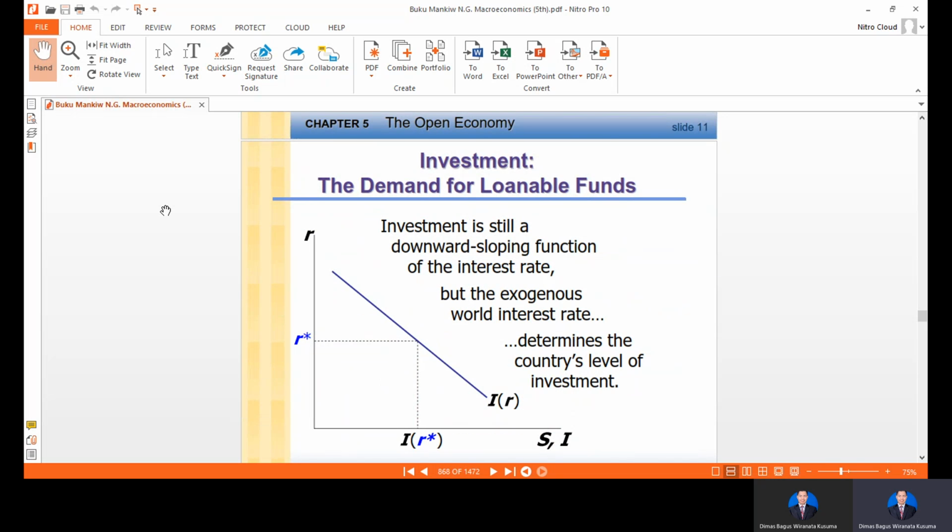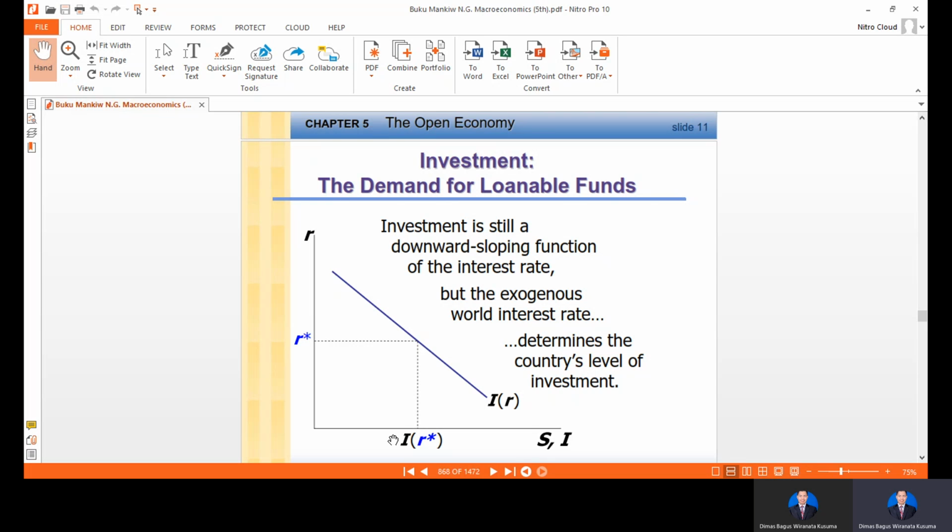And here is the graph of investment in terms of the demand for loanable funds. You can see that R on the vertical axis, and the horizontal axis denotes saving and investment. When we talk about investment here, we deal with the real interest rate, the return on a particular asset investment in financial instruments. The shape tends to be negatively sloped, which means that if the interest rate increases, it will reduce the level of investment.